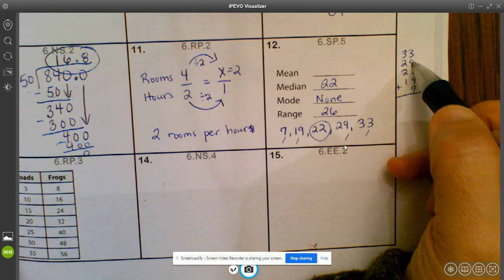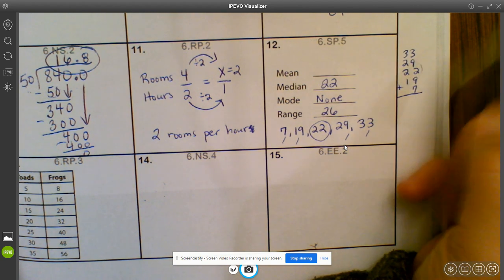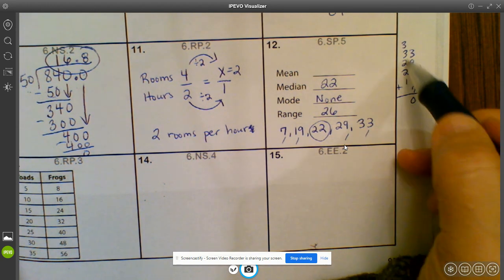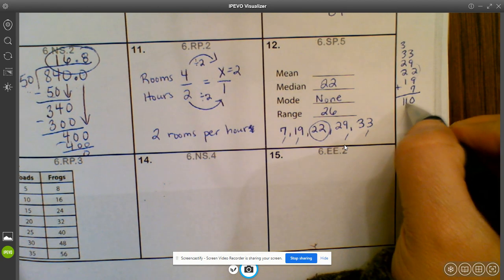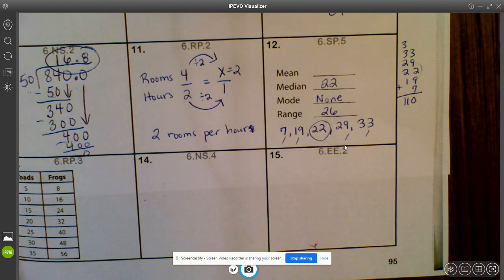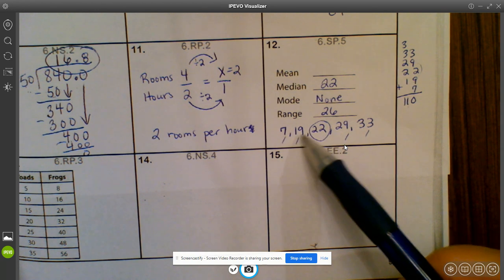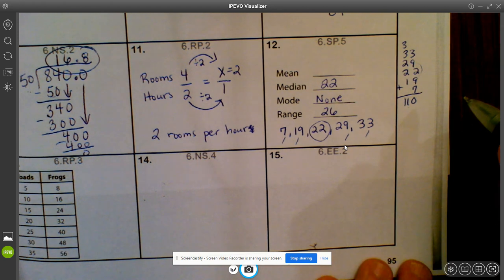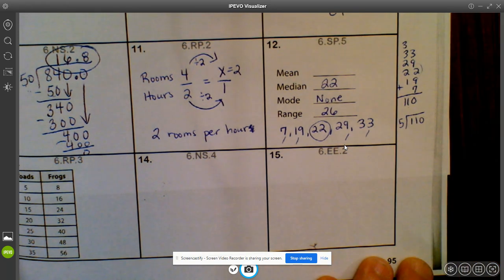And let's see, that's 18 and 2, that makes 20, plus another 10, so that's 30, carry my 3. And then I have 6 plus 4 is 10, plus one more makes 11. So 110 for my total data points. And then I have to divide it by the number of data points I have, 1, 2, 3, 4, 5. So I take my total, which is 110, and divide it by 5.